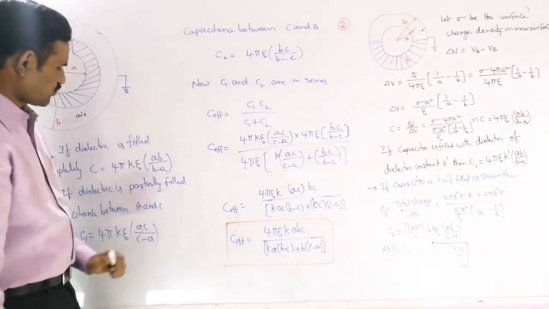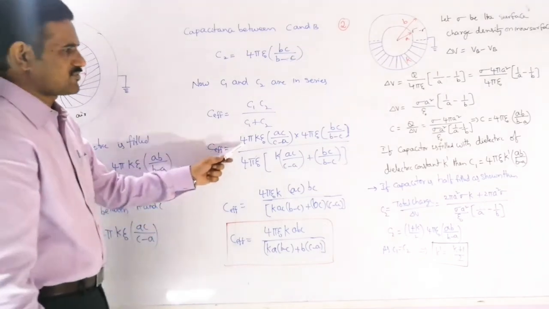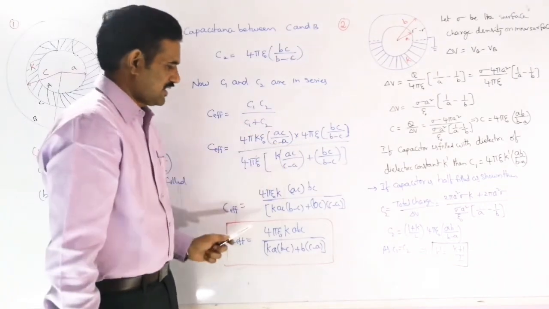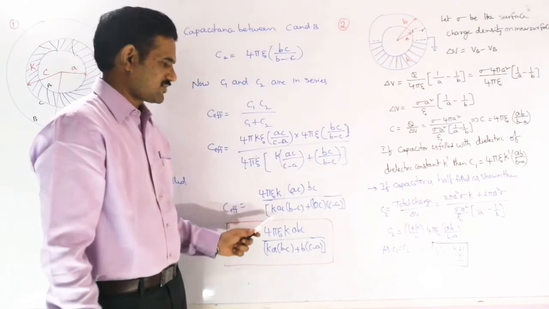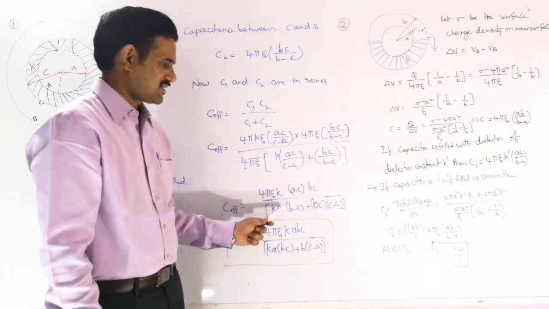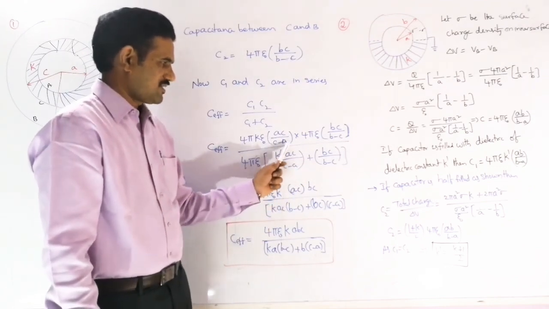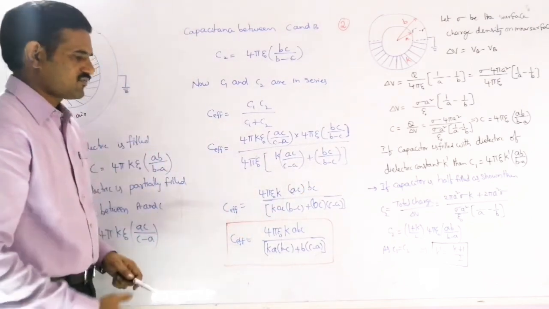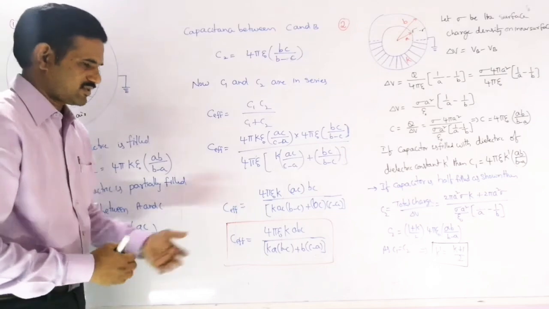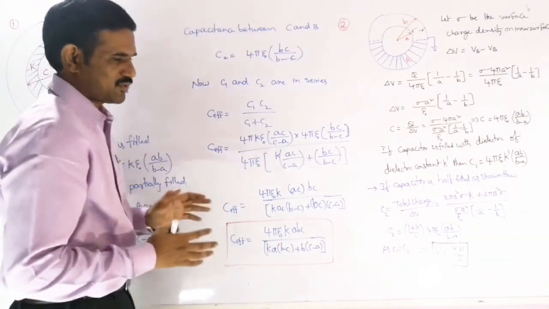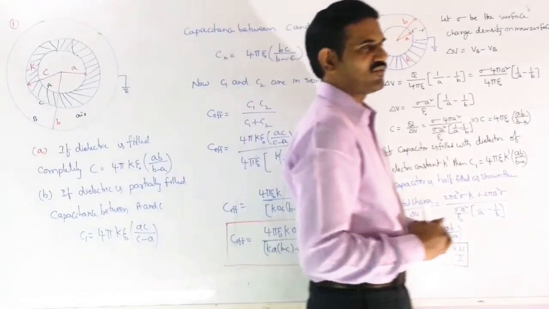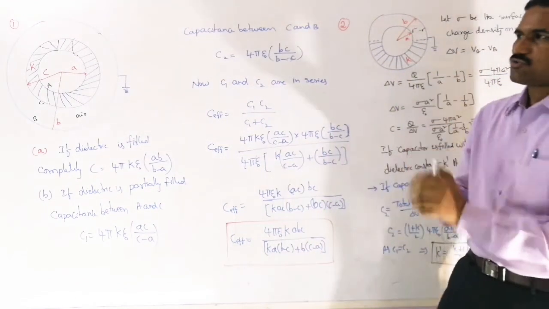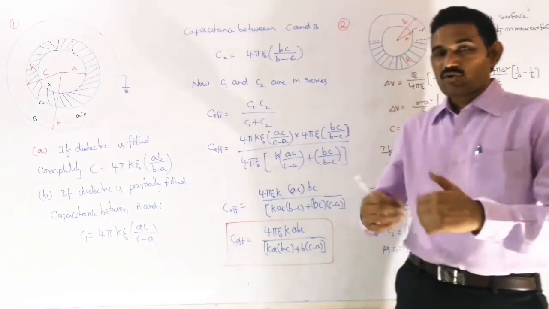Just substitute the C1 and C2 values here and simplify by taking the common terms and the LCM, so that the C minus B and C minus A and B minus C terms cancel. Finally you will get this expression for the effective capacitance, right? So that is about this problem, the partially filled and completely filled cases for spherical capacitors. Now let us see this problem.